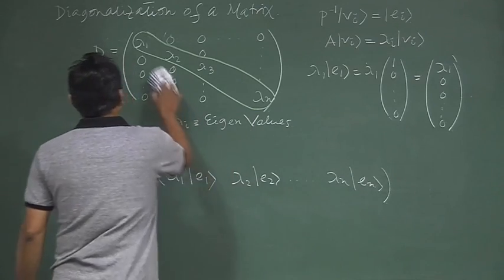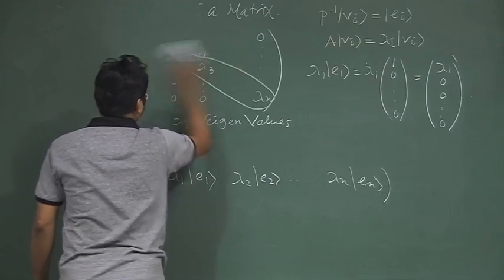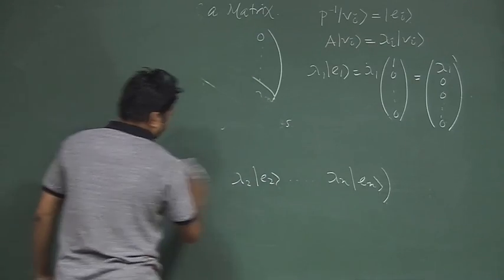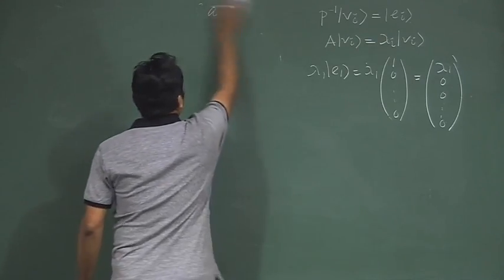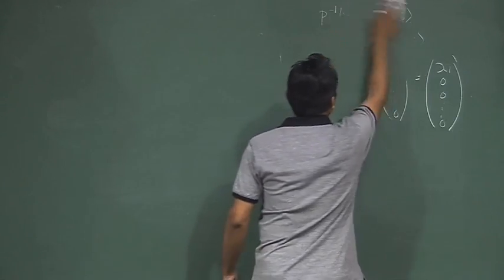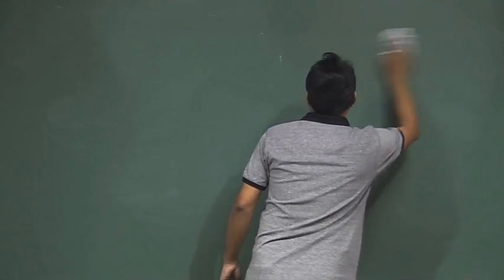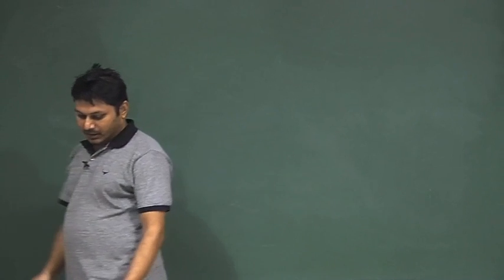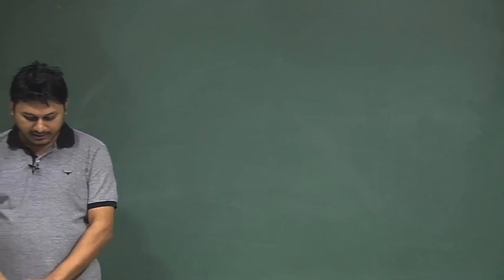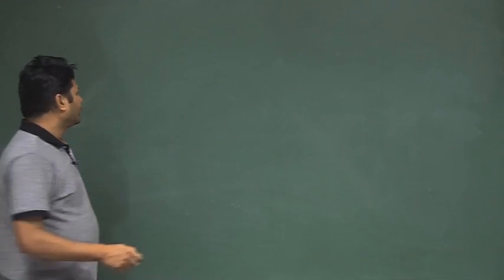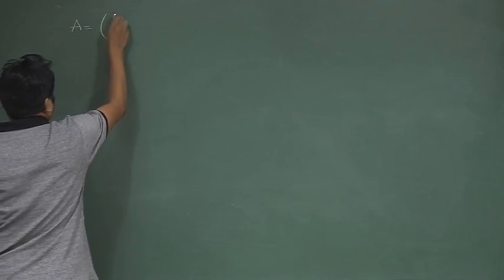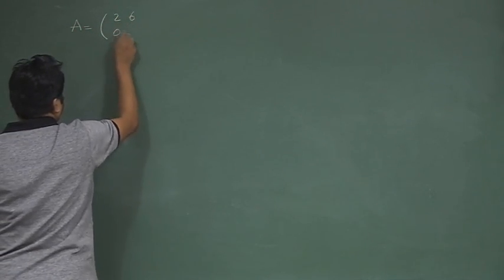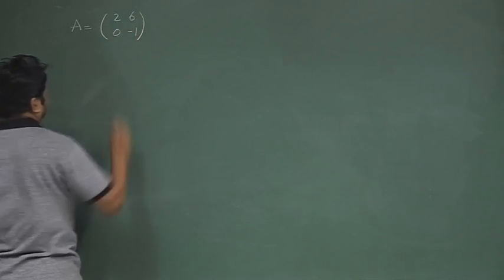Now we are going to use this recipe to try to diagonalize one matrix. So let me try to do that quickly. I need to choose a suitable matrix. So let me choose a suitable matrix. Say A is 2 6 0 minus 1.